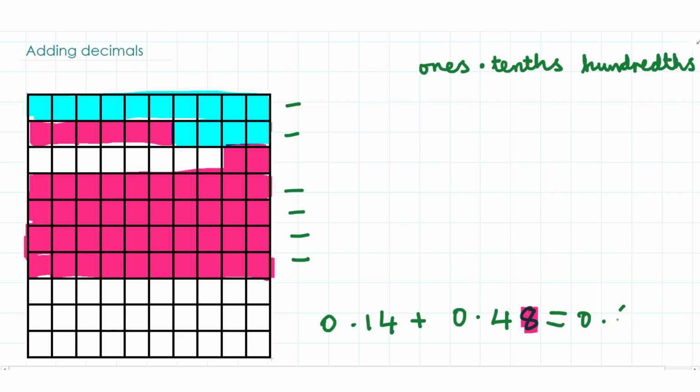No ones. 6 tenths overall. And then, there's 2 hundredths. So 0.14 plus 0.48 is equal to 0.62. What would that look like using the column addition method? Let's have a look.